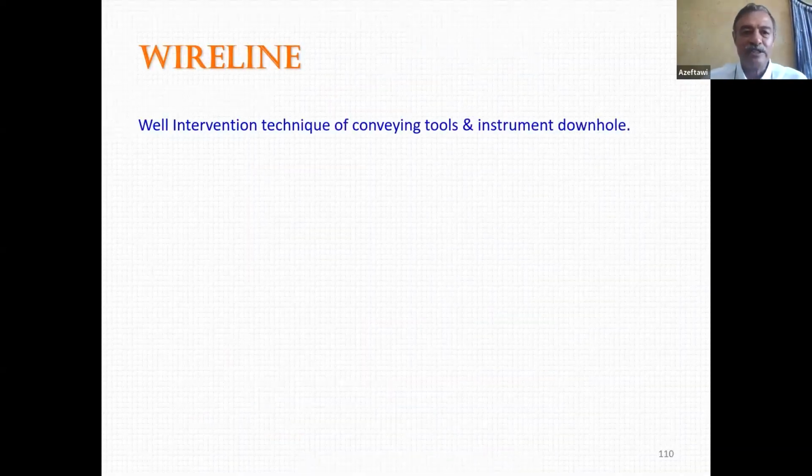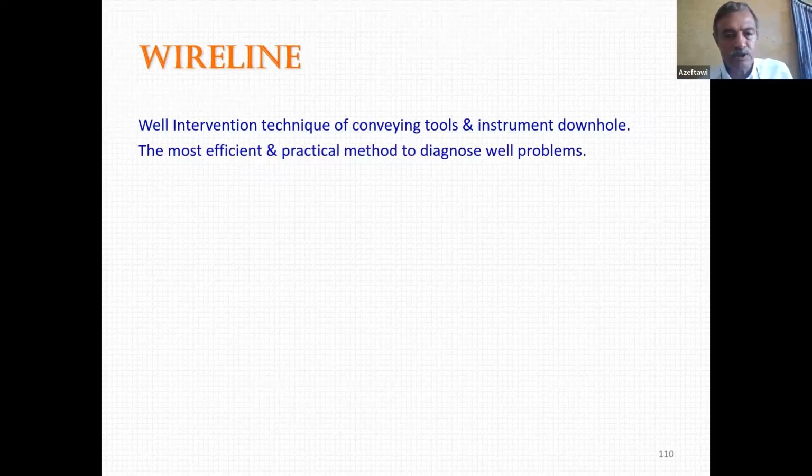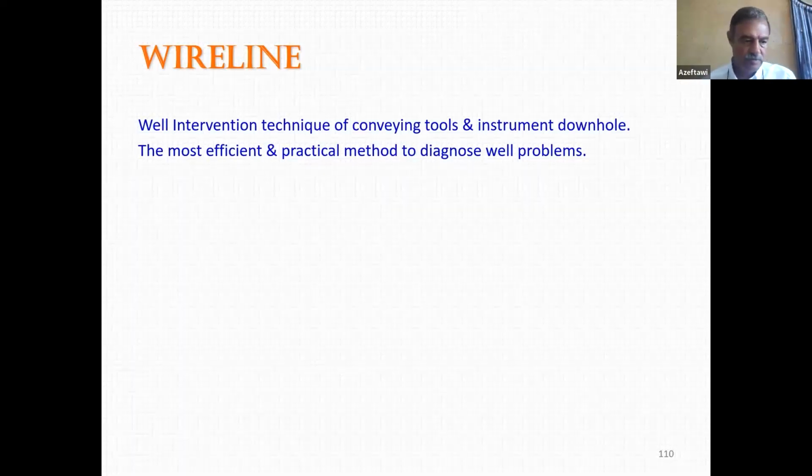Wireline is a well intervention technique of conveying tools and instruments downhole. You need to run this device downhole. You can do that with wireline, with coil tubing, or with snubbing also. It is the most efficient and practical method of diagnosing well problems.